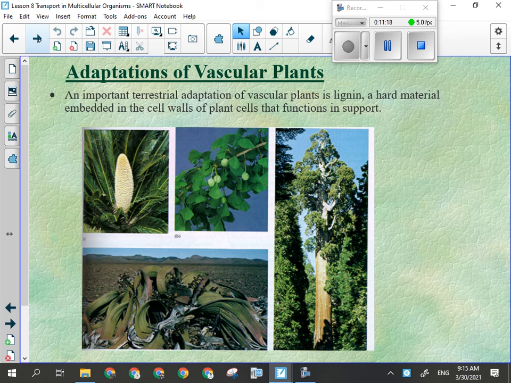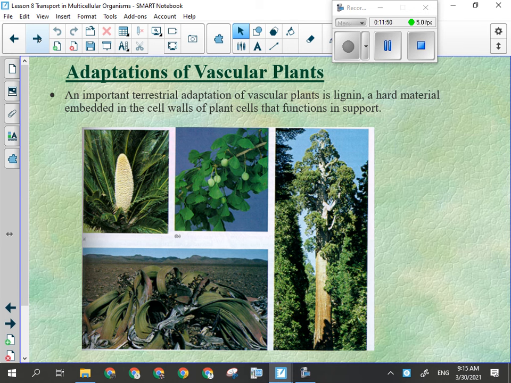So an important adaptation of vascular plants is something called lignin. Lignin helps make plants tougher. And I don't mean tougher like they can endure things. I mean tougher like they don't fall over. So lignin allows a plant to get taller without tipping over. Height is important. So is root depth. Lignin can also help roots to get stronger so that they can penetrate deeper into the soil.